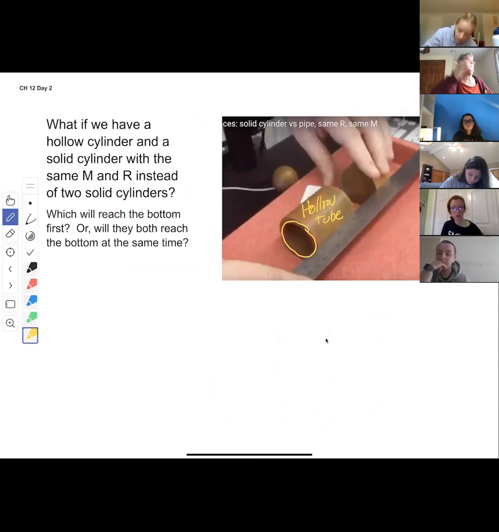So I'm going to do the same thing. I've got my ruler set up there so that I can let them go at the same time. My question for you now is, which of these will reach the bottom first, or will they both reach the bottom at the same time?